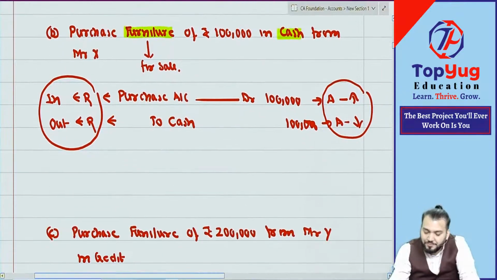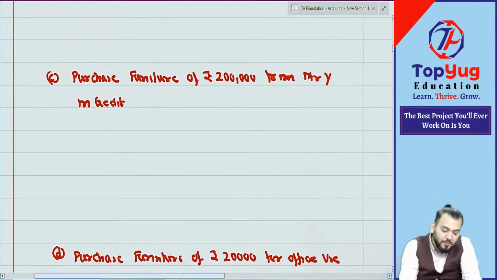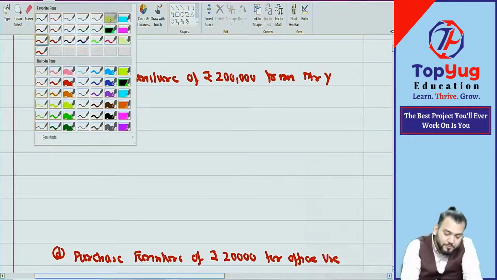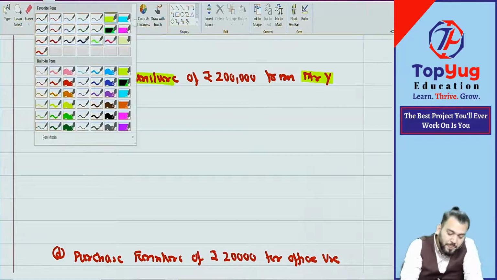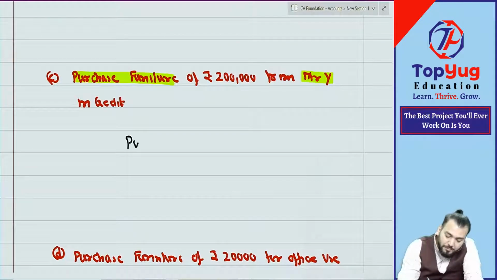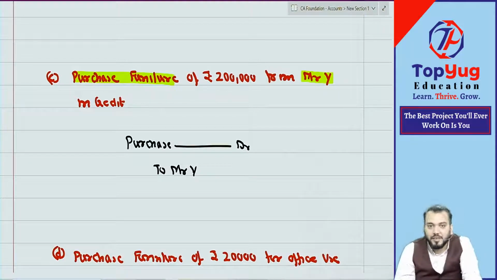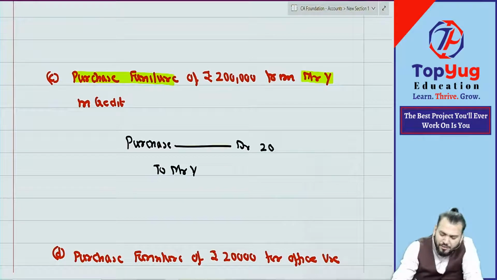Since you are understanding, then purchase of furniture in credit from whom? Mr. Y. Tell me, what are the two aspects? Purchase of furniture and Mr. Y. So what journal entry have you done? Purchase account debit, to Mr. Y. Correct. The amount you can write down, 2 lakh.